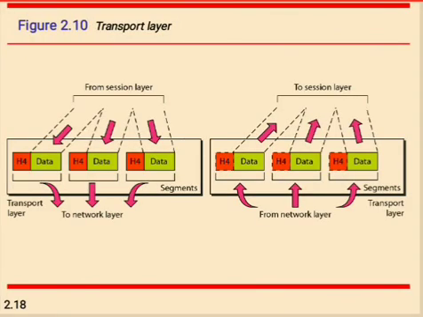So next one is the transport layer. What does it do? The transport layer receives the data from the upper layer, performs segmentation, and also implements flow and error control.